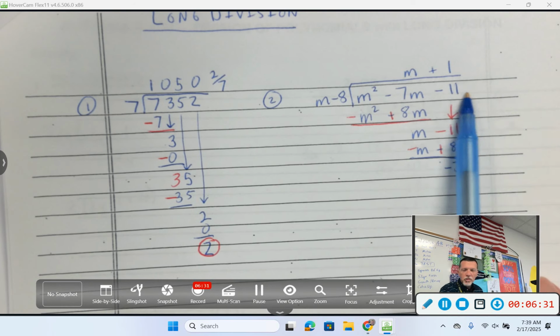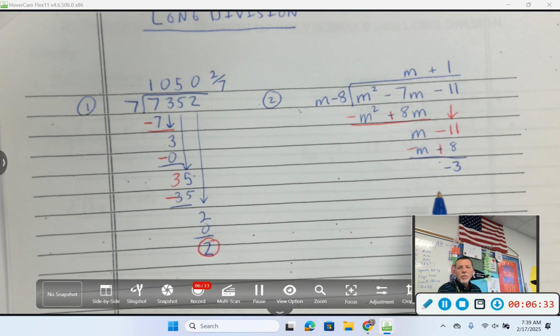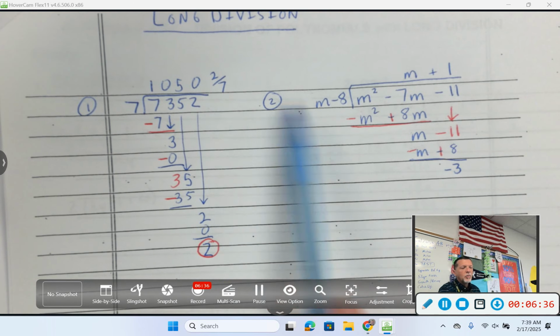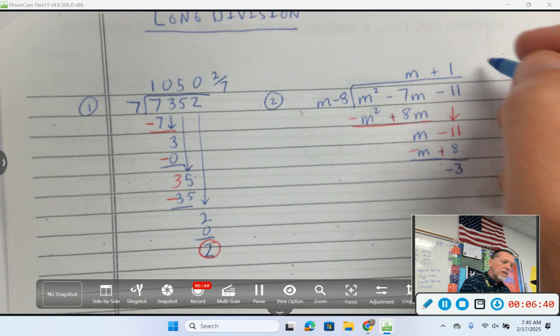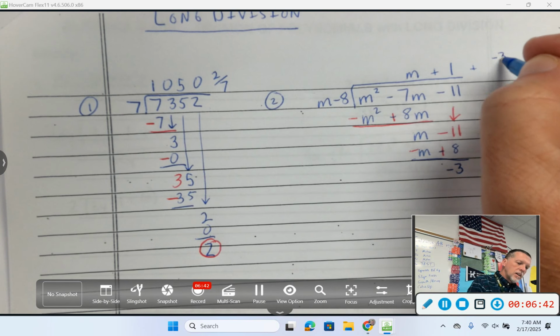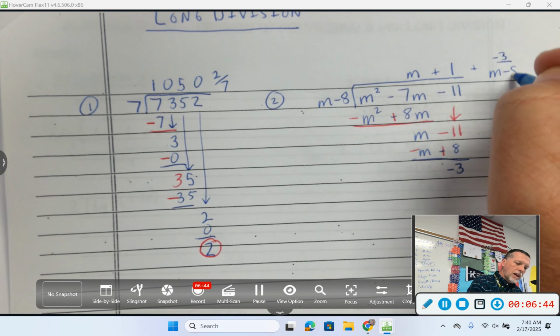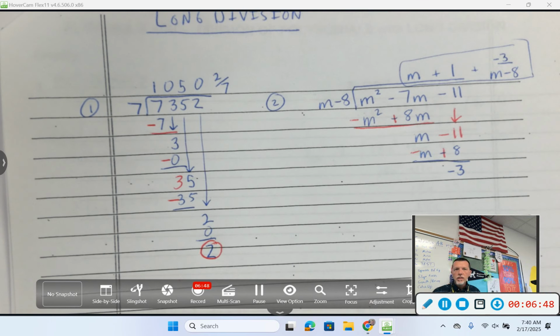The decimal approach doesn't really work here, but what we want to do is the fraction thing. So what's the fraction that I'm left with? Negative 3 over m minus 8. So there's my answer.